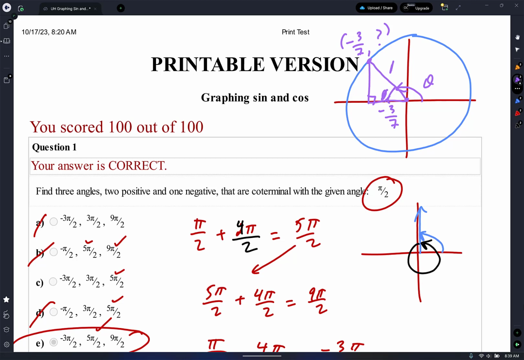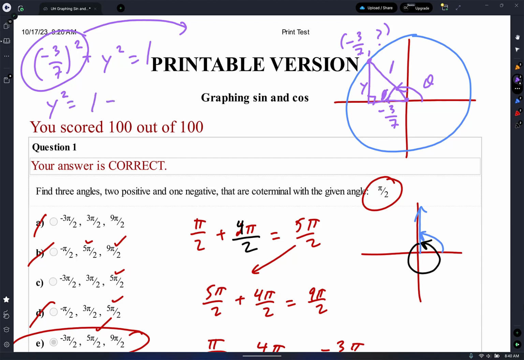What theorem can I use? You're probably doing it also in physics, I think, because I saw him doing some sine, cosine, tangent stuff. Pythagorean theorem. So if I want to know what the y value is, here's what you do. I'm going to write negative 3/7 squared plus y squared equals 1. I'm trying to solve for the y value, guys. So I'm going to move this to the right, so y squared equals 1 minus that negative 3/7 squared.